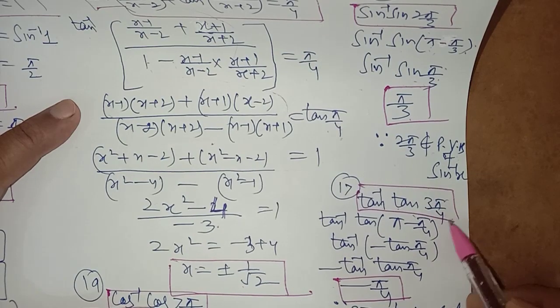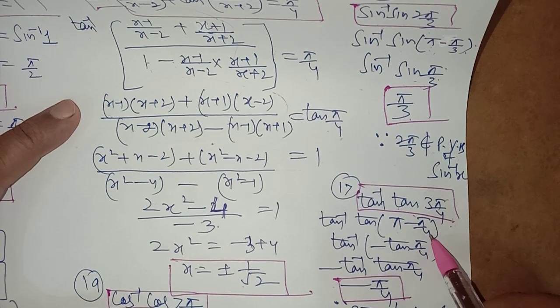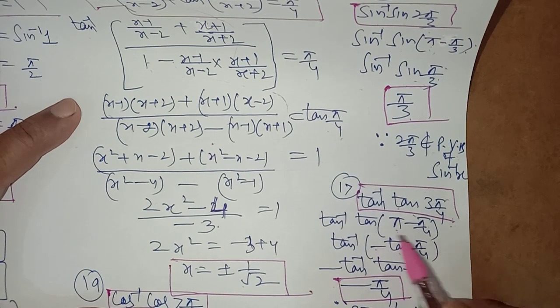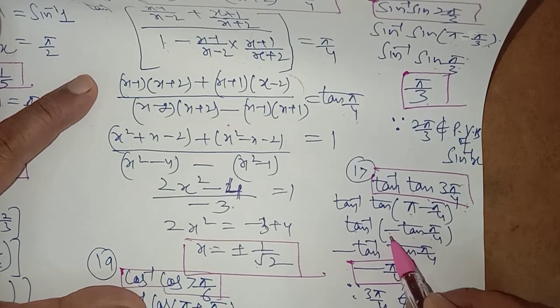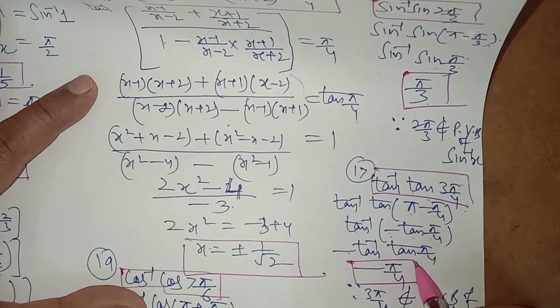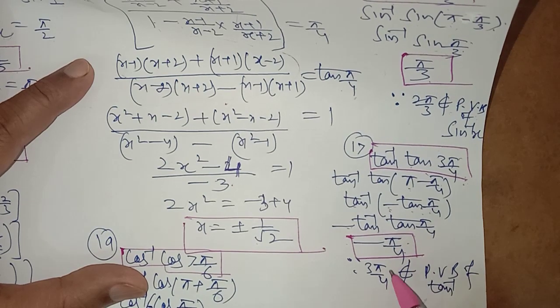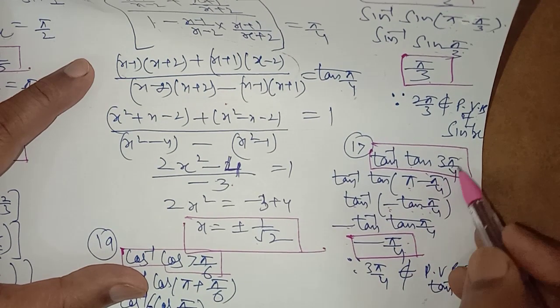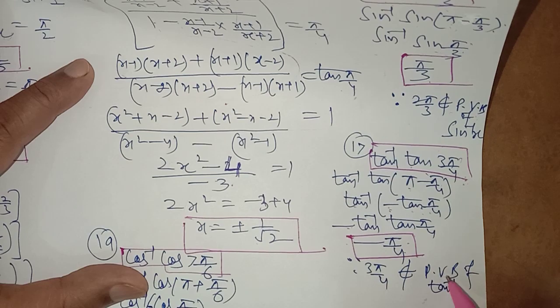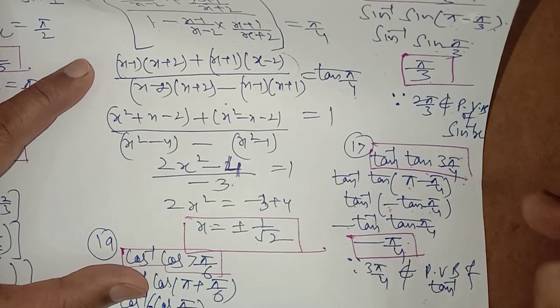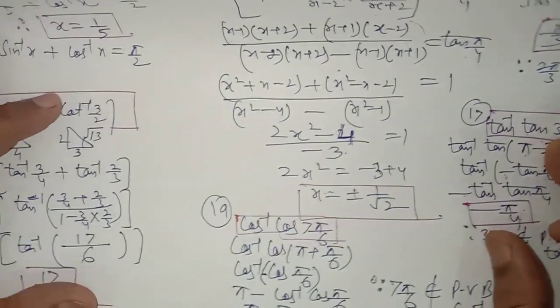So break this 135 angle as 180 minus 45. Tan of 180 minus theta is minus tan theta, because it lies in the second quadrant, and we know that tan inverse of minus x is equal to minus tan inverse x. And tan inverse tan pi by 4 is equal to pi by 4, which lies in its principal solution. Why have we broken that? Because 3 pi by 4 is not lying in the principal value branch of the tan inverse function.